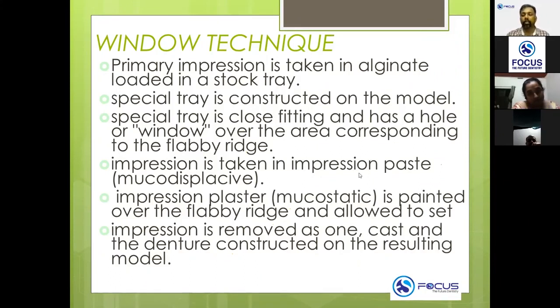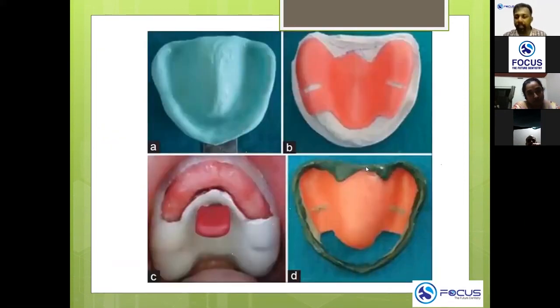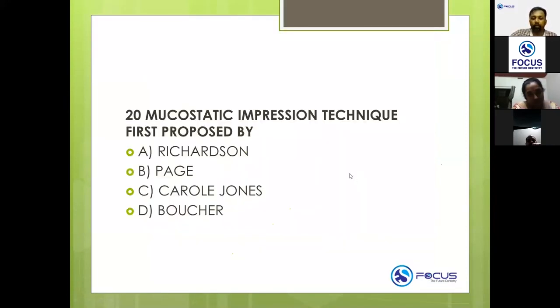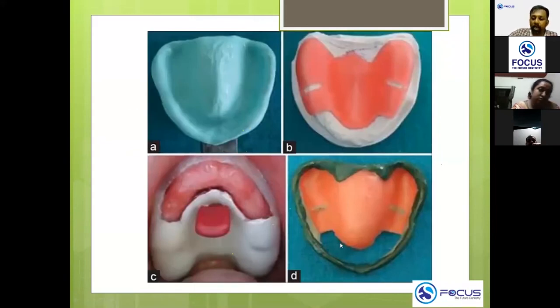Okay, then we'll fabricate the cast. So we take the primary impression, then we make a special tray. Now you have an anterior flabby ridge. So what we do is we relieve this area. We make a window over the special tray. Now we do the border molding, recording everything except the window region.